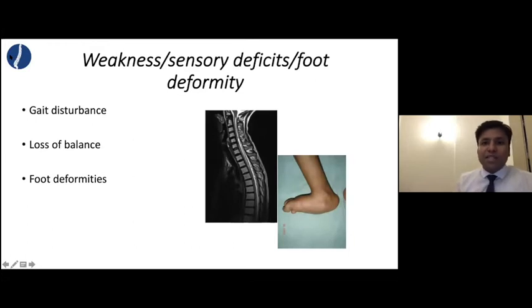Ask for weakness, sensory deficit, foot deformity, gait disturbance, and loss of balance, which are primary neurological symptoms with which the patient will come to you. If there is an underlying neurological abnormality that has triggered scoliosis, ask for foot deformities. Pes cavus, flat foot, hammer toes are all seen with syndromic scoliosis and also underlying spinal dysraphism.